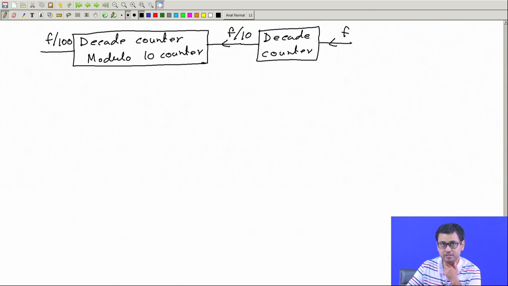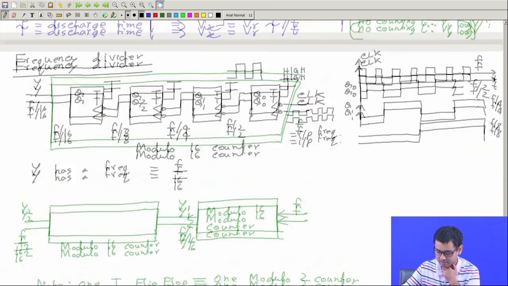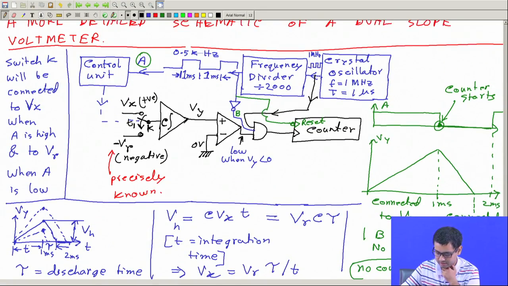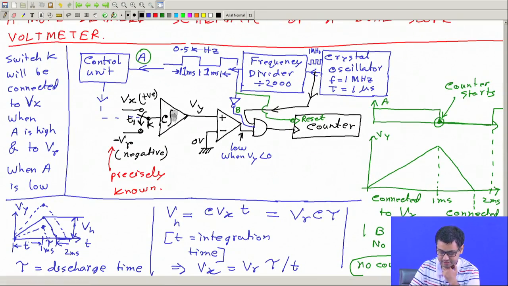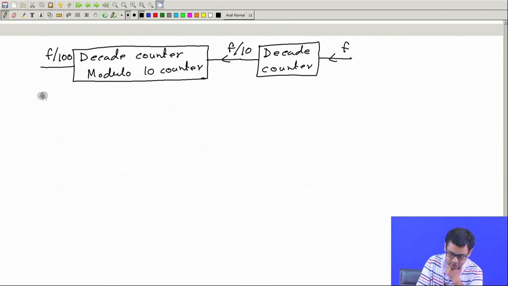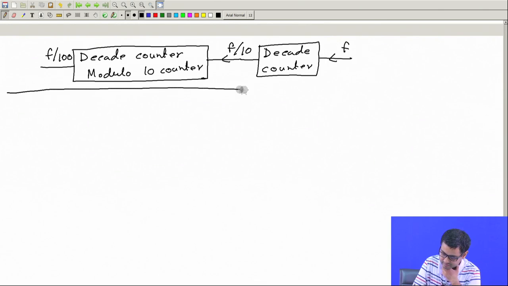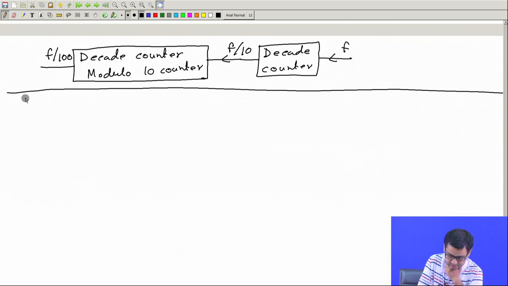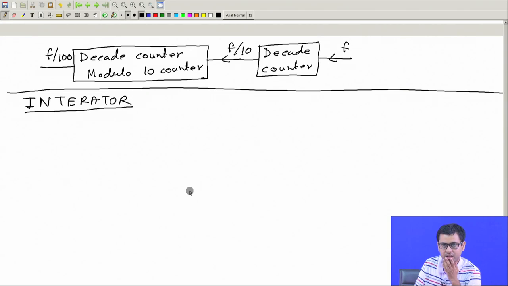Okay. Now the next thing that we will look at is this integrator. This is the most important thing for a dual slope voltmeter. So let's talk about the integrator, and this is a very important topic on its own. I will just first draw the integrator circuit.